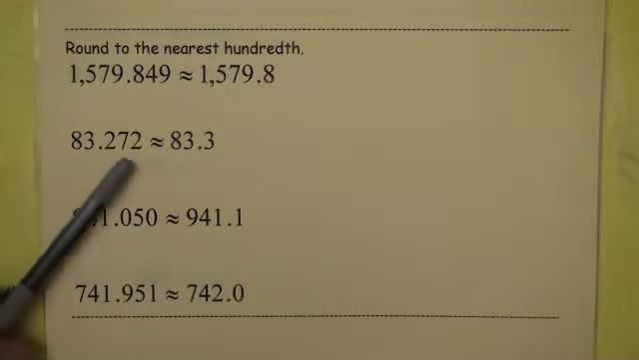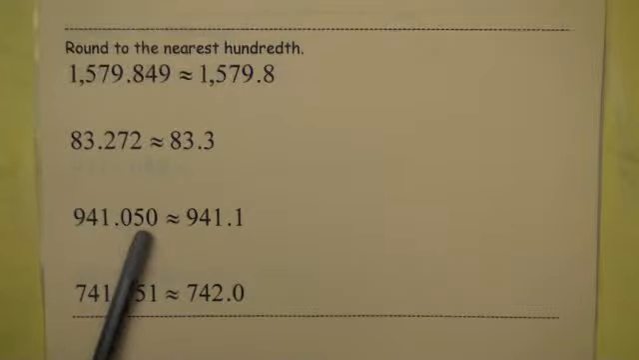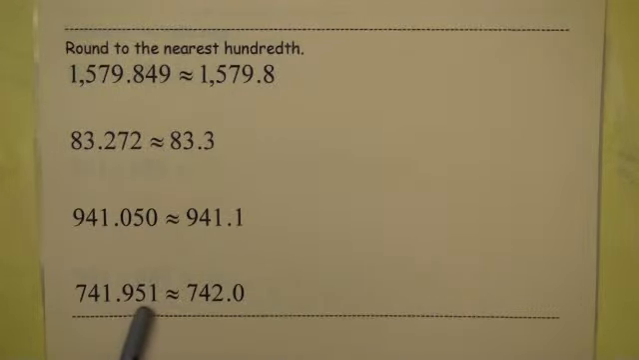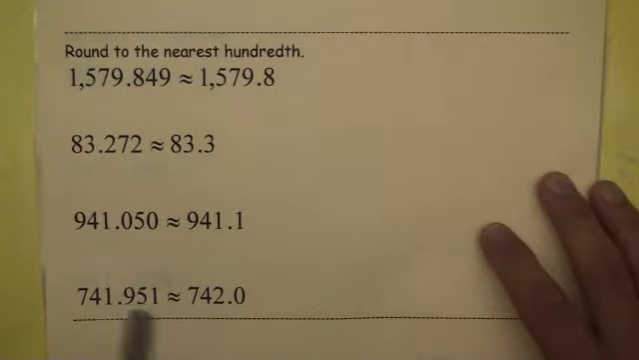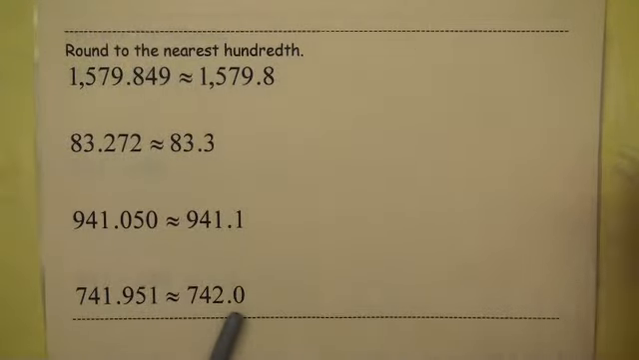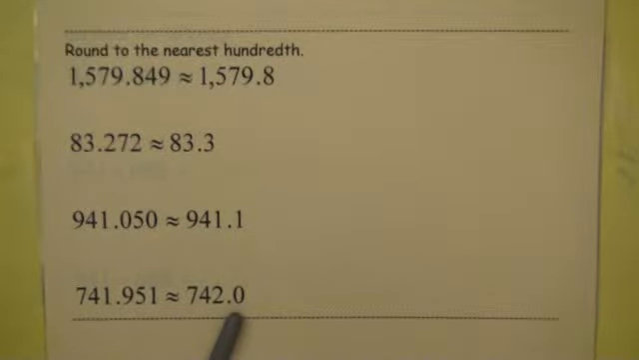Here, the 72 rounds the 2 up to a 3. Here, the 50 rounds the 0 up to a 1. And here, the 51 rounds the 9 up to a 10. But we can't put a 10 in a one-digit place. So therefore, the 51 takes the 9 up to a 10. How do you accomplish that? Bumping up the 1 to a 2 and then putting a 0 here to indicate to the crowd that we did, in fact, round to the nearest tenth successfully.